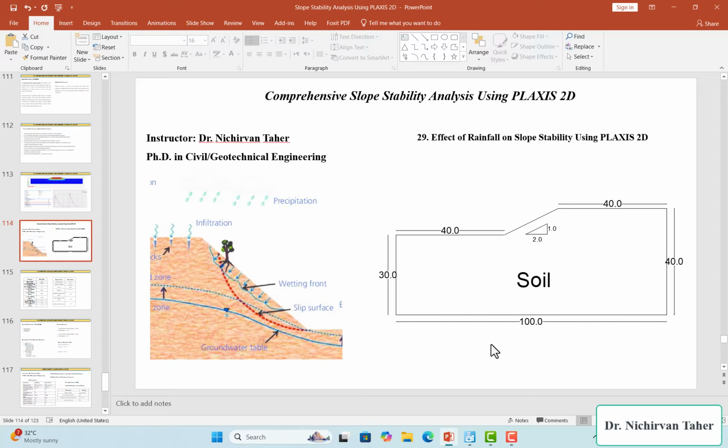As you can see, this is the soil stratigraphy and geometry of the slope for this tutorial. The slope is 2 horizontal, 1 vertical, and the height of the slope is 10 meters. We have 100 meters as the geometry of this slope in the x direction, and on the left 30 and 40 in the y.